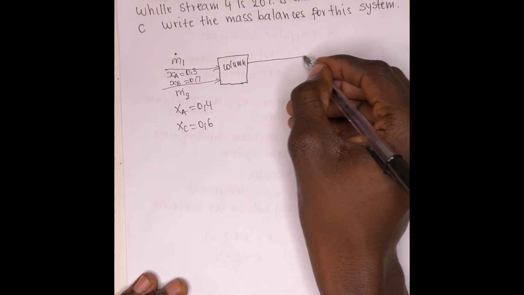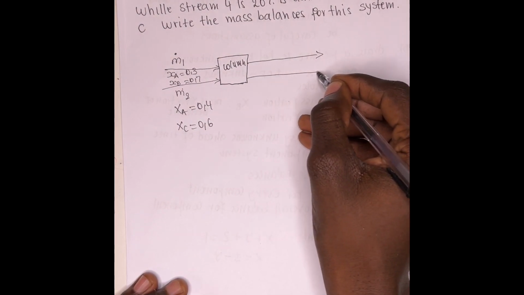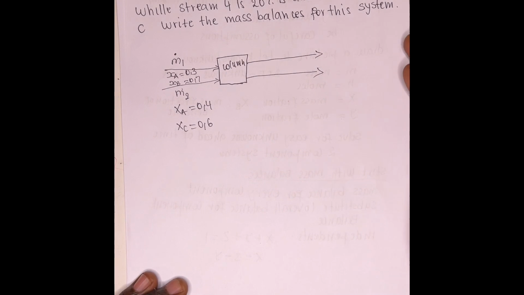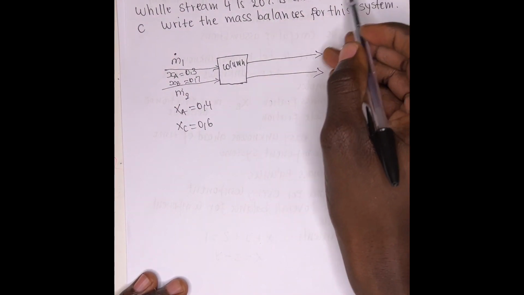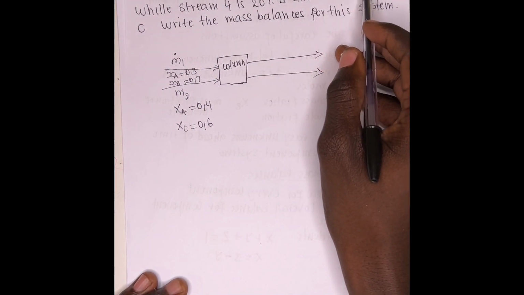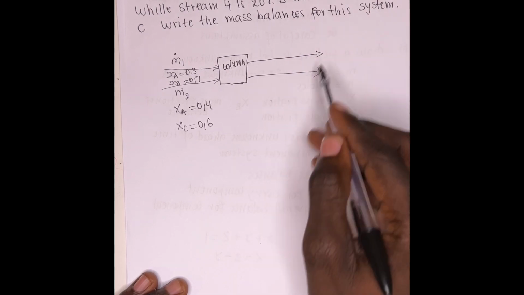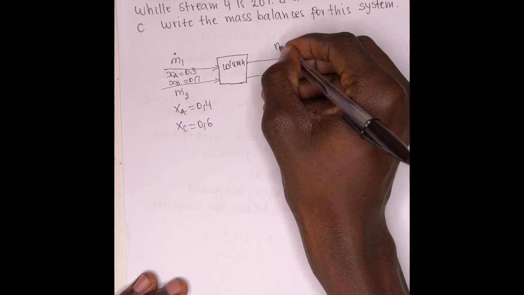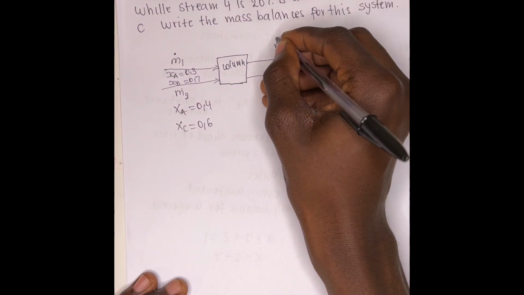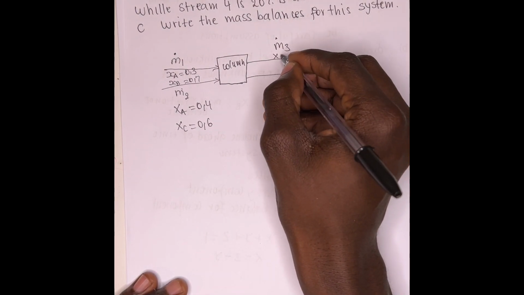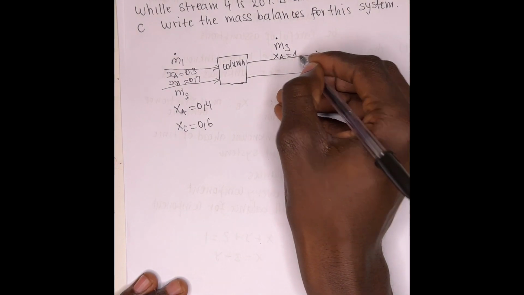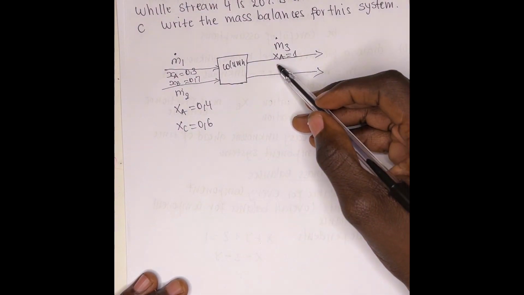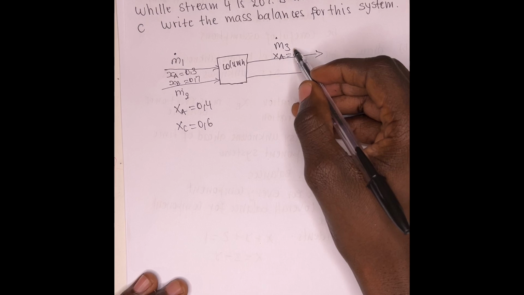And then they say again, 2 streams exit the column. So 2 streams again, they are leaving the column. In that stream, they say stream 3 is 100% of A. So you're going to have M3, and then XA is 1. So in this stream, we don't have B or C because the sum is always 1.